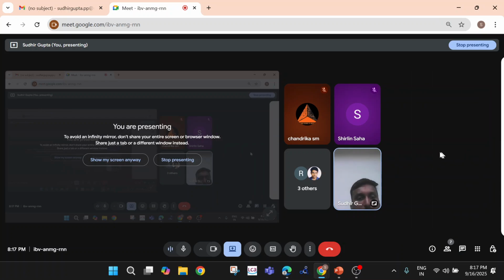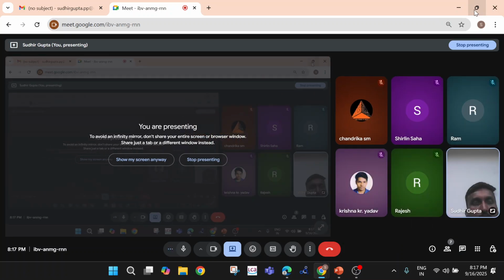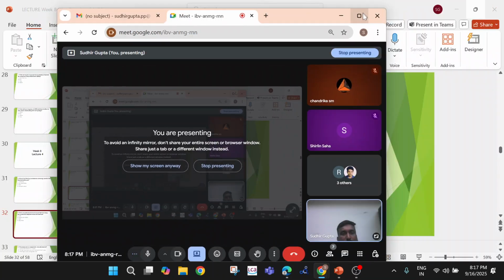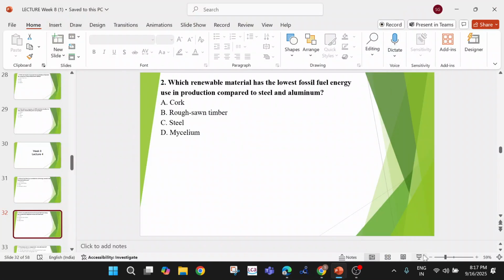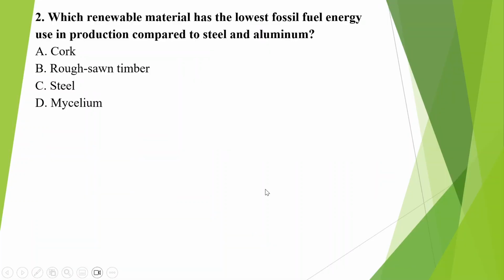So the correct answer for this question number 2 is option B. Whoever has marked option B is absolutely correct. That is, timber production requires only 1.5 megajoule per kg of fossil fuel energy compared to 35 for steel and 435 for aluminum.